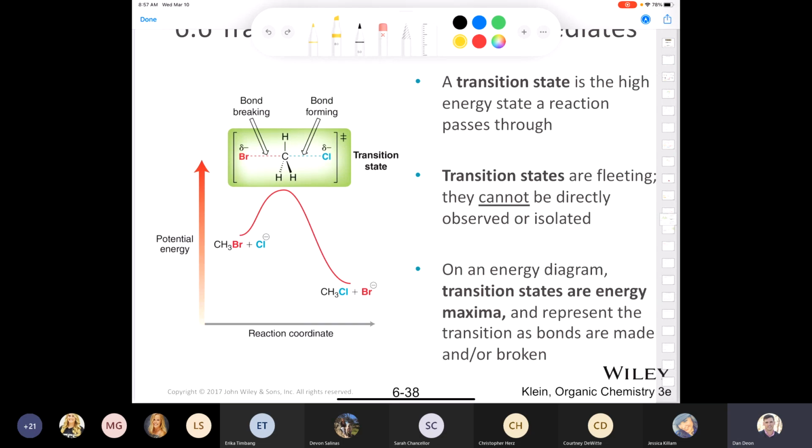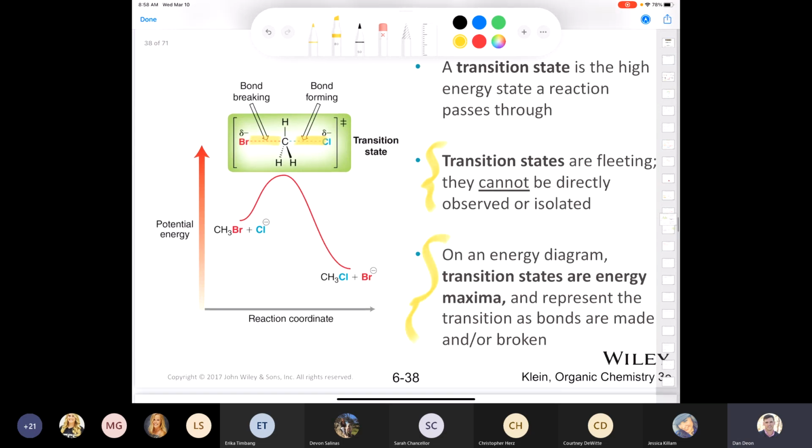You can see this reaction here. This is methyl bromide, and this is methyl chloride. This is the reaction where chloride reacts with methyl bromide to make methyl chloride and a bromide ion. The transition state is where bonds are simultaneously being broken and formed. Transition states are fleeting. They're very quick. It's like the person being suspended in air. You can take a picture of it, you can think about it, but it's very short-lived. You cannot isolate a transition state. Again, they represent where bonds are being broken and formed. You need to know that that's what a transition state is.